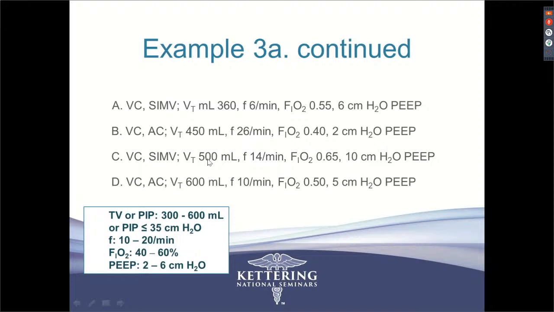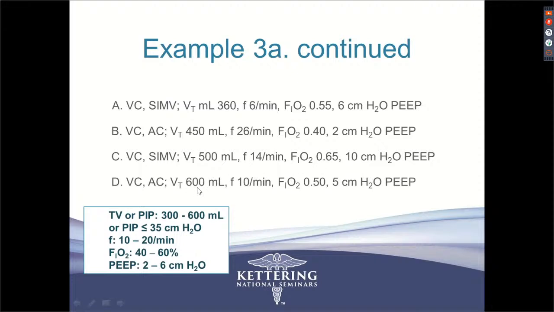Could I do a tidal volume of 500? Well, yeah, that's in my range. Could I do a rate of 14? That's in my range, yes. Could I do 65%? No, that's too high for my FiO2. I can't use that. So I'm not going to pick C.